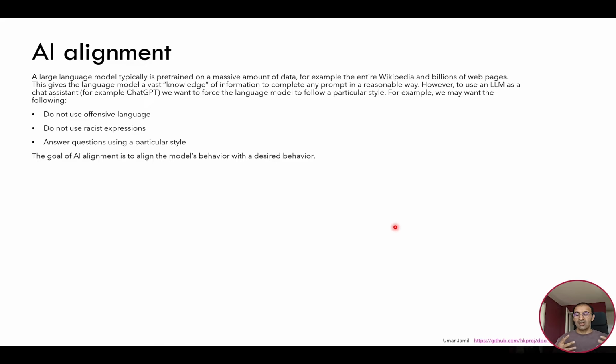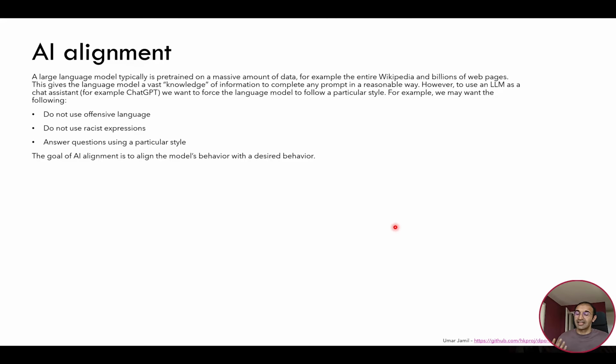However, this does not teach the language model to behave in a particular way. For example, pre-training does not teach the language model to be polite, or to not use offensive language, or to not use any racist expressions, etc. Because the language model will just behave based on the data that it has seen.